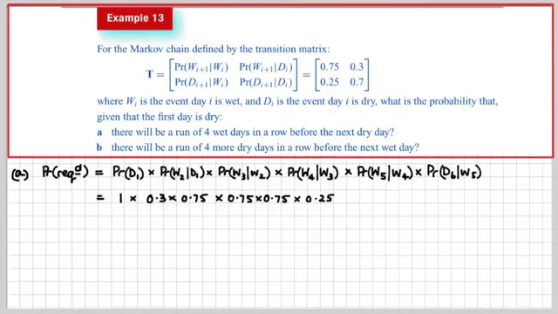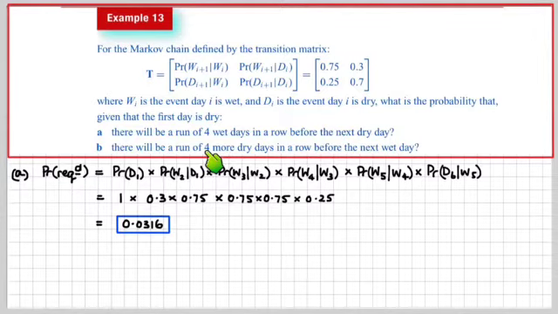I think it's right. Okay, now what does it come out to? Roll the drums. Ooh, 0.0316. Now, what is that again? It's the probability that there will be a run of 4 wet days in a row before the next dry day, given that it was dry on the first day. Yeah, very interesting, isn't it?